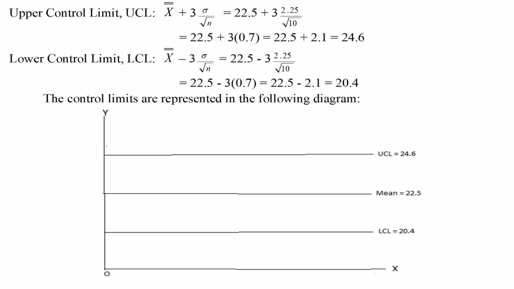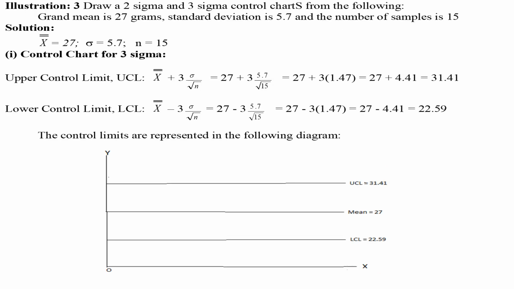On the basis of the above calculations, upper control limit, UCL, and lower control limit, LCL, can be calculated. The control limits are represented in the following diagram. Illustration 3. Draw a 2 sigma and 3 sigma control charts from the following. Grand mean is 27 grams, standard deviation is 5.7, and the number of samples is 15.